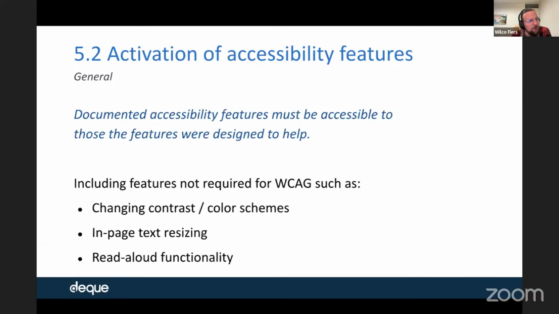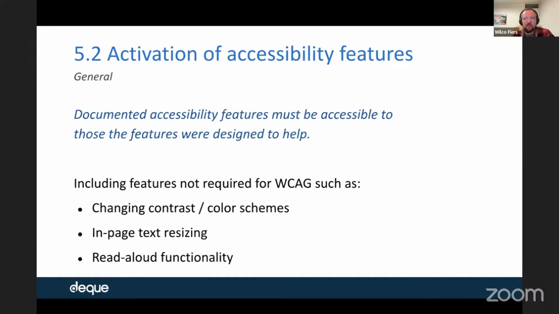Activation of accessibility features. The requirement here is that documented accessibility features must be accessible to those the features were designed to help. So basically, if you've designed an accessibility feature, if it's in your products, then you have to document it and you have to make sure that people that need it can actually use it. And this applies not just to features that are required by the standard itself, but to additional features as well. So things like a contrast change: even if your default contrast is sufficient to meet the requirements, if you build in some kind of contrast change or color scheme, you need to make sure that that feature is accessible to the people that need it.